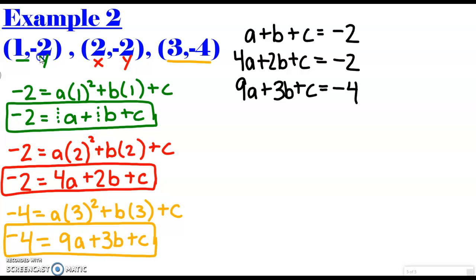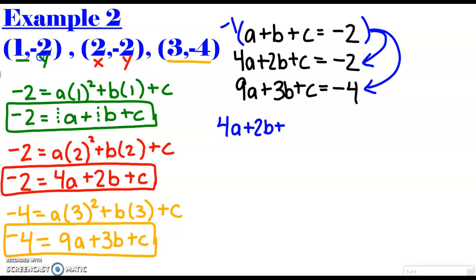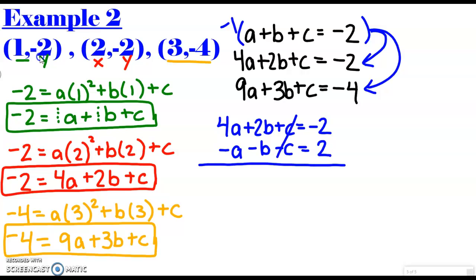So now it's totally up to you what method you want to use. I'm going to go elimination on this one. I like those c's. So I'm going to multiply the first equation by negative 1. And then I'm going to add that to the second equation. And then I'm going to add it to the third equation. So second equation, I've got 4a plus 2b plus c equals negative 2. Multiplying the first one by negative 1 is negative a minus b minus c equals positive 2. When I add those up, the c's are gone, and I have 3a plus b equals 0.